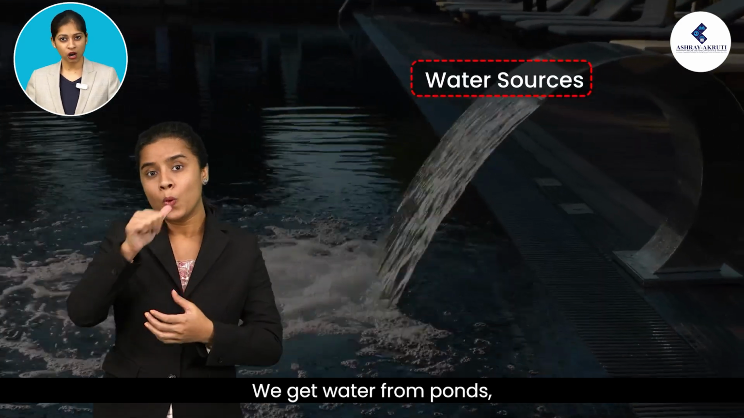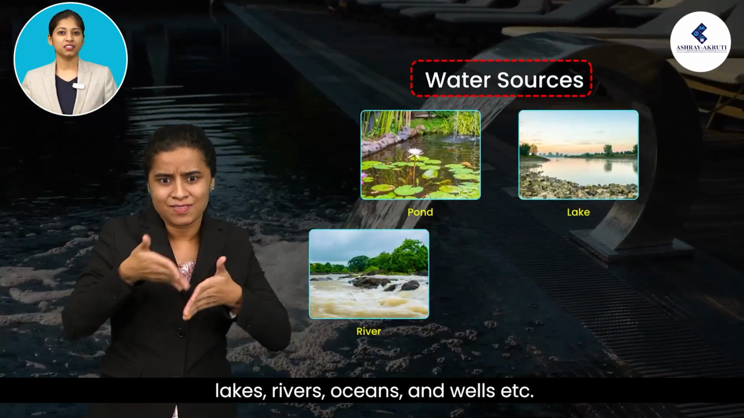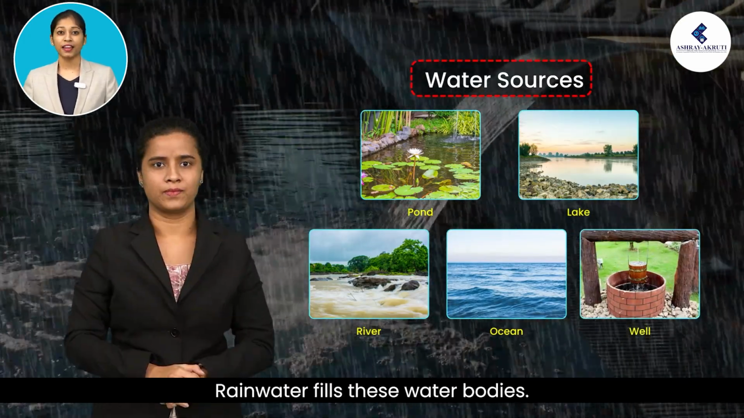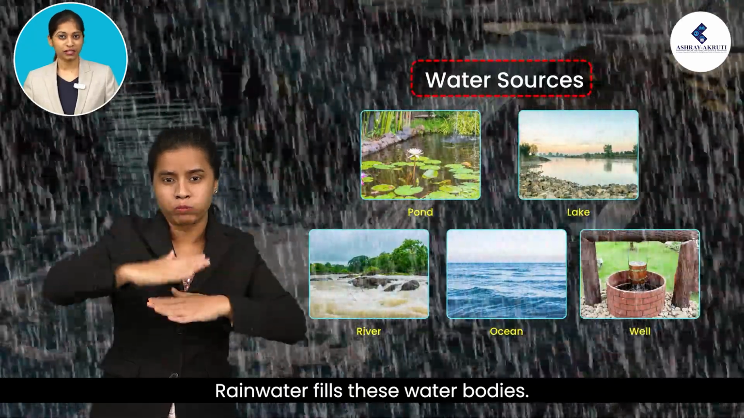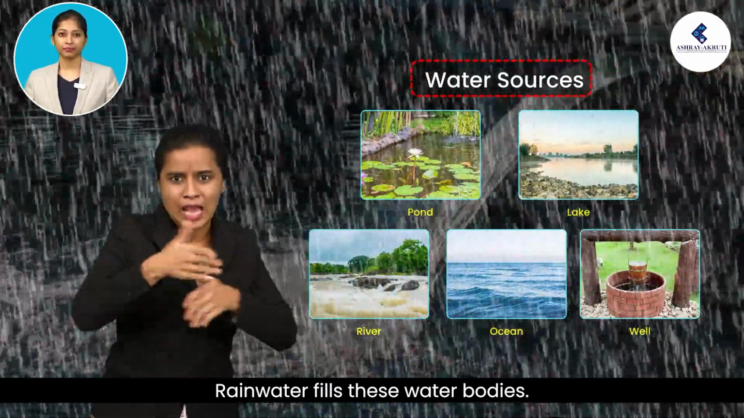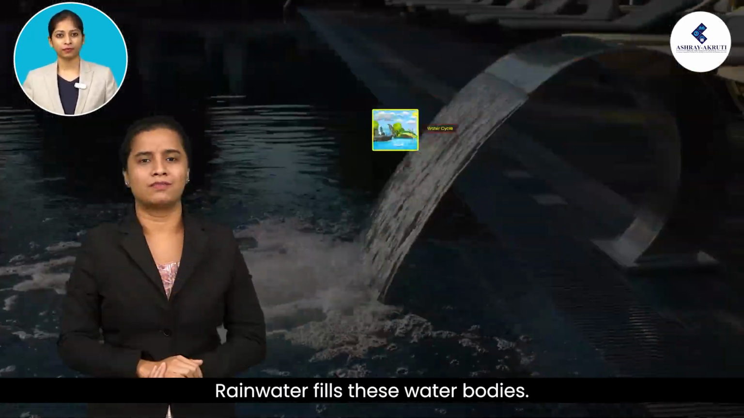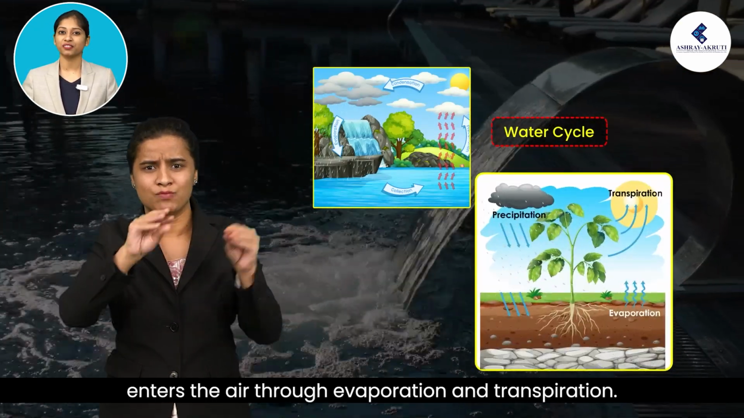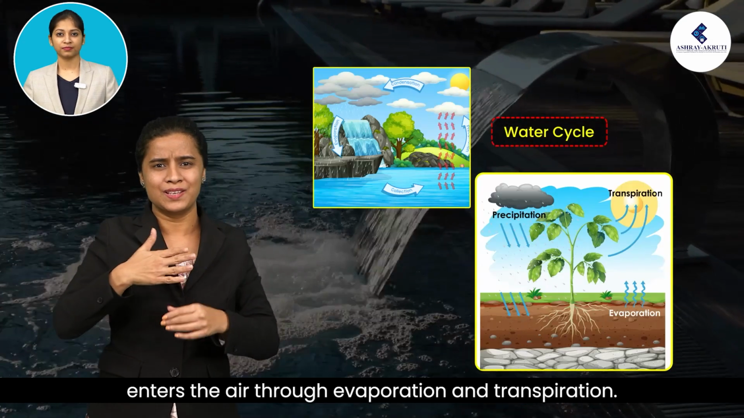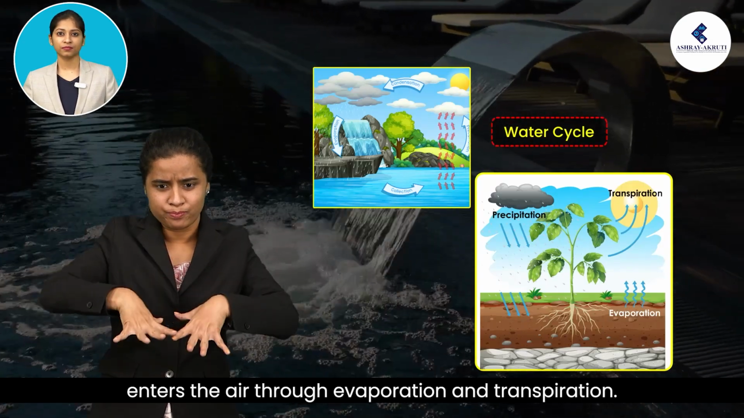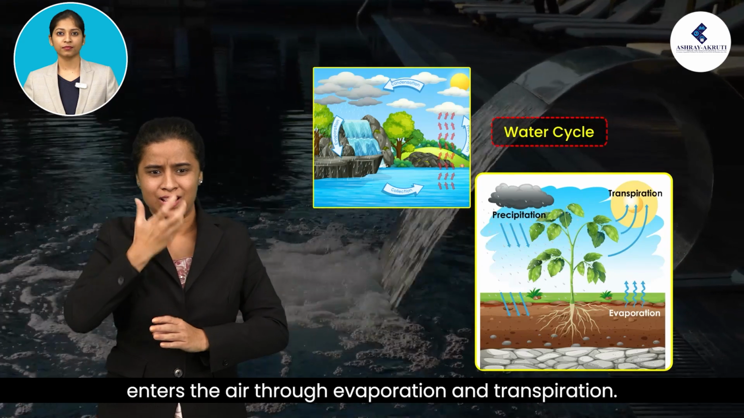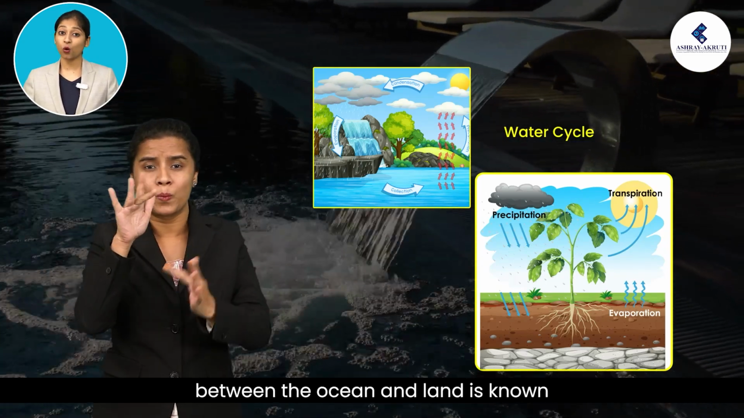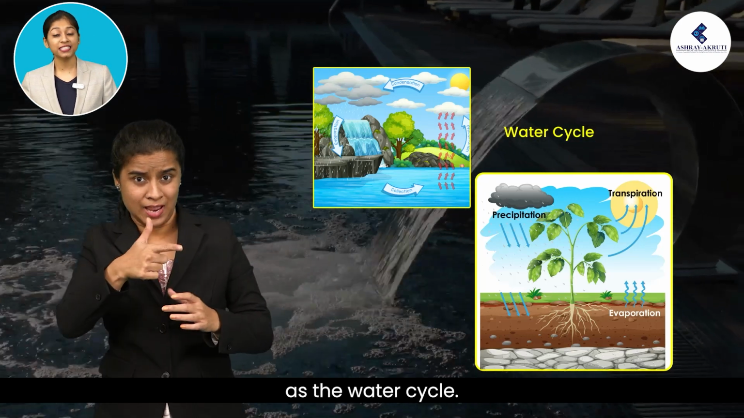We get water from ponds, lakes, rivers, oceans and wells, etc. Rainwater fills these water bodies. Water vapor enters the air through evaporation and transpiration. The circulation of water between the ocean and land is known as the water cycle.